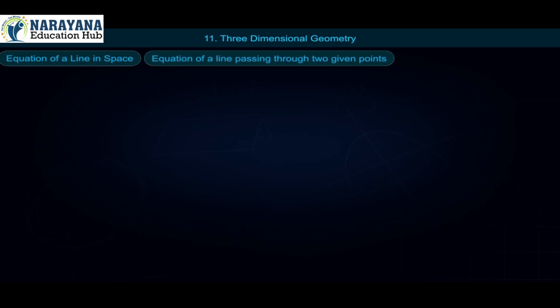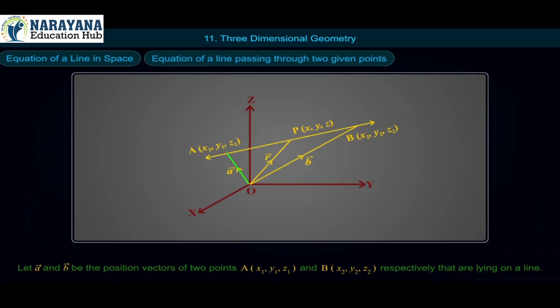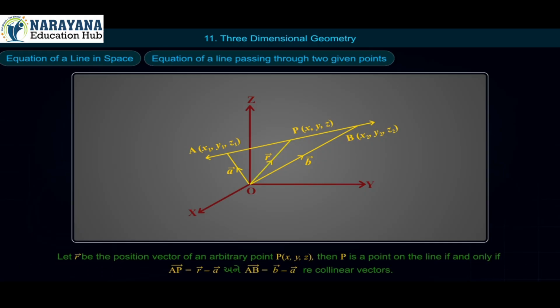Equation of a line passing through two given points. Let vector a and vector b be the position vectors of 2 points A (x1, y1, z1) and B (x2, y2, z2) respectively that are lying on a line. Let vector r be the position vector of an arbitrary point P (x, y, z). Then P is a point on the line if and only if vector AP, which is equal to vector r minus vector a, and vector AB, which is equal to vector b minus vector a, are collinear vectors.